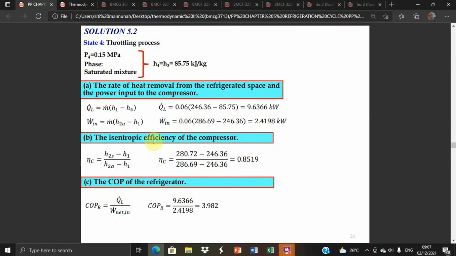The isentropic efficiency of the compressor we can find from this formula, which equals 0.8519. The COP of the refrigerator, from this formula, we get 3.982.